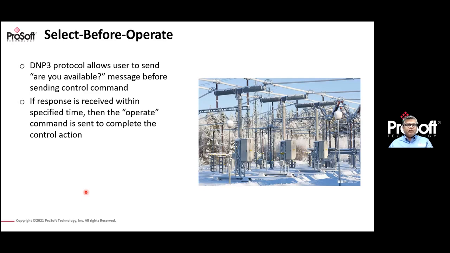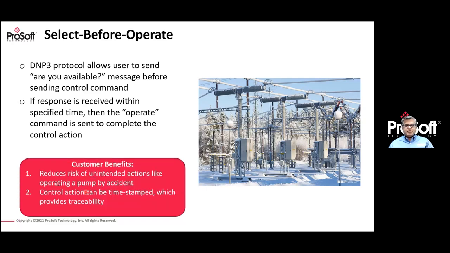So with the select before operate feature, what DNP3 allows you to do is send a pre-command to say, are you available? And if it receives a positive response, then it goes ahead and executes the action. That could be, like I said, changing voltage, tripping, turning on a pump, or turning off a pump. But with any of those actions, the precursor is to make sure that the I/O point is available before we actually execute on it.